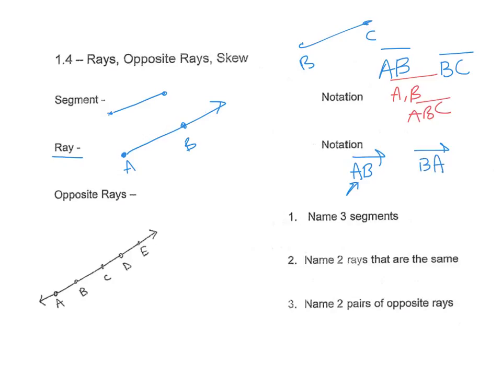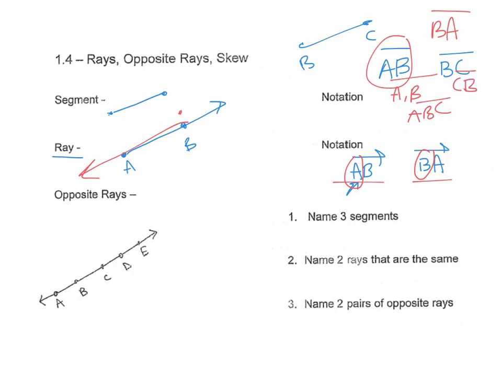BA is a totally different ray. So BA would look like this. That way. BA and AB are different rays. One starts at A and goes towards B. This one starts at B and goes towards A. That's different than a segment. Up here, a segment, AB is the same thing as BA. BC is the same thing as CB.